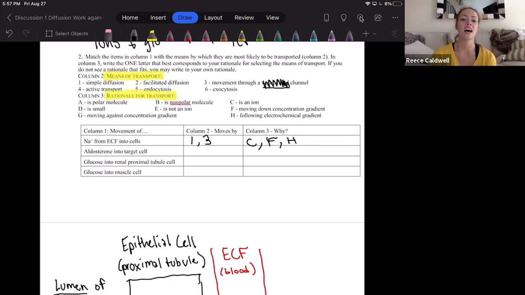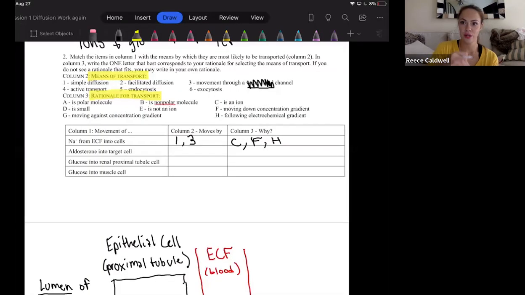So what we see is that aldosterone is going to move via, sorry, give me just a second here. My iPad is lagging. Sorry about that.